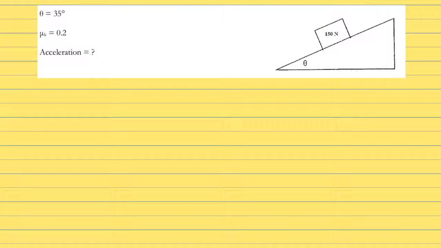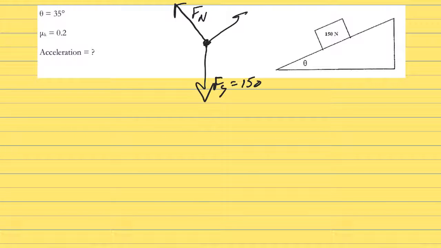All right, let's do the force diagram for this bad boy. We have force gravity straight down. That has a number of 150. I've got a force normal that goes off at an angle, and I have some force friction kinetic going up. I am going to rotate my axis.